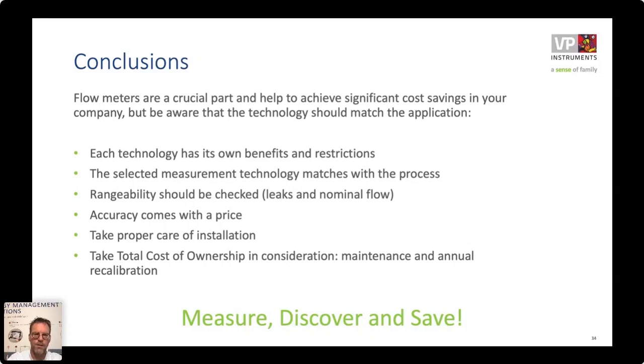Also, something to remind is that accuracy comes with a price. High accuracy means a highly priced meter, also with more maintenance costs. Another thing to be aware of is to take proper care of installation, and also check the total cost of ownership, maintenance, annual recalibration, and all other costs involved with using your flow meter.